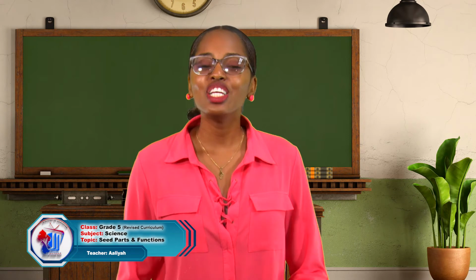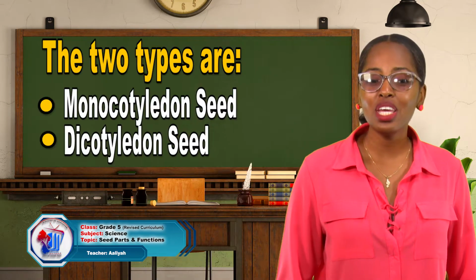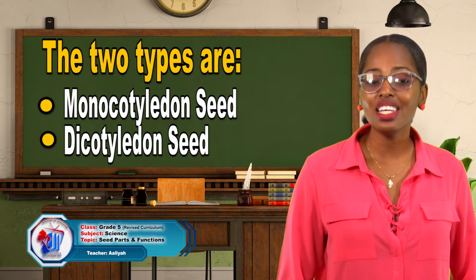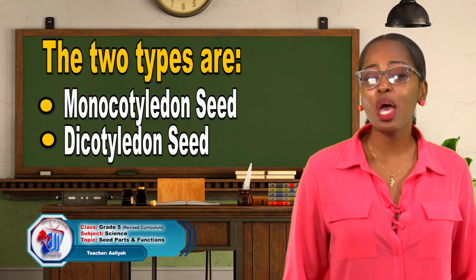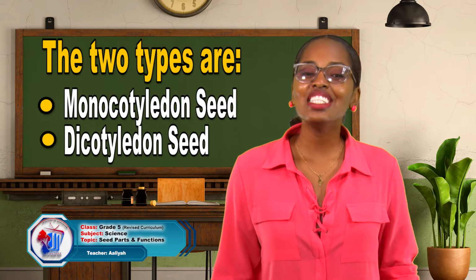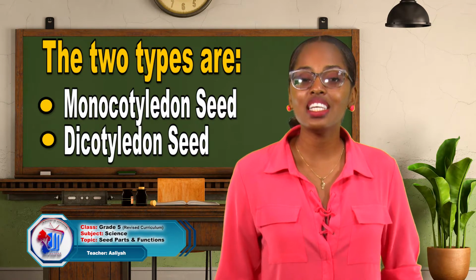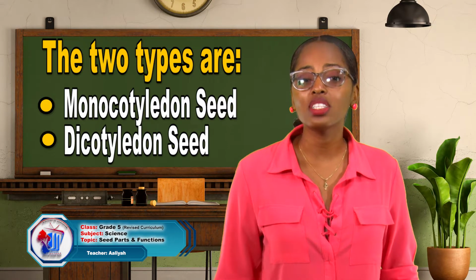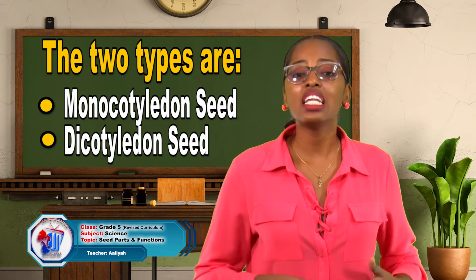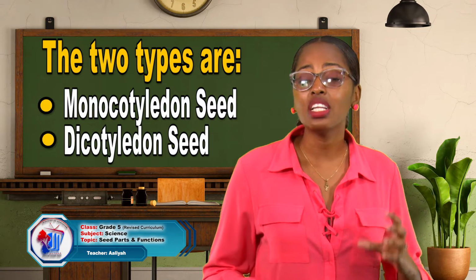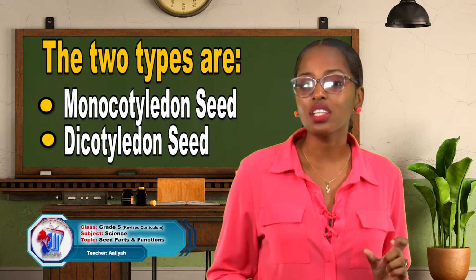Boys and girls, there are two types of seed, namely monocotyledon seed and dicotyledon seed. Let's look at each type individually. Instead of saying monocotyledon seed, we're going to say monocot. That will be the short form of saying the entire word. And instead of saying dicotyledon, we're going to say dicot.